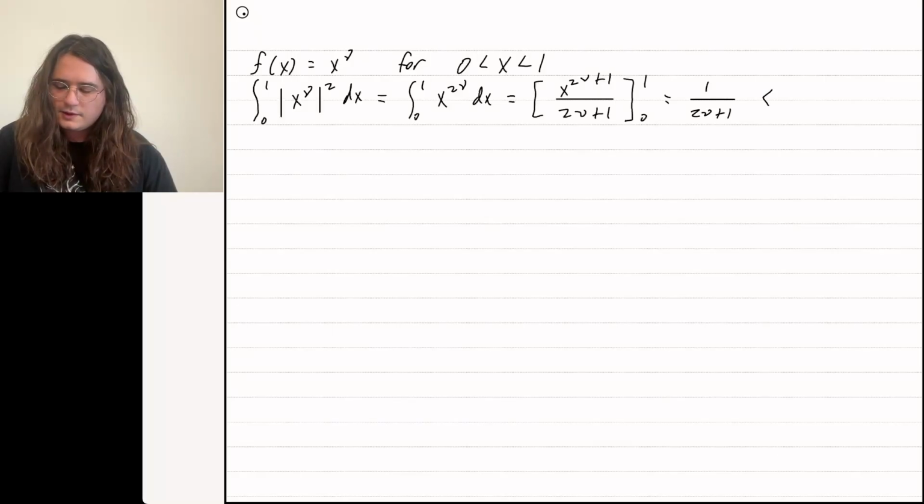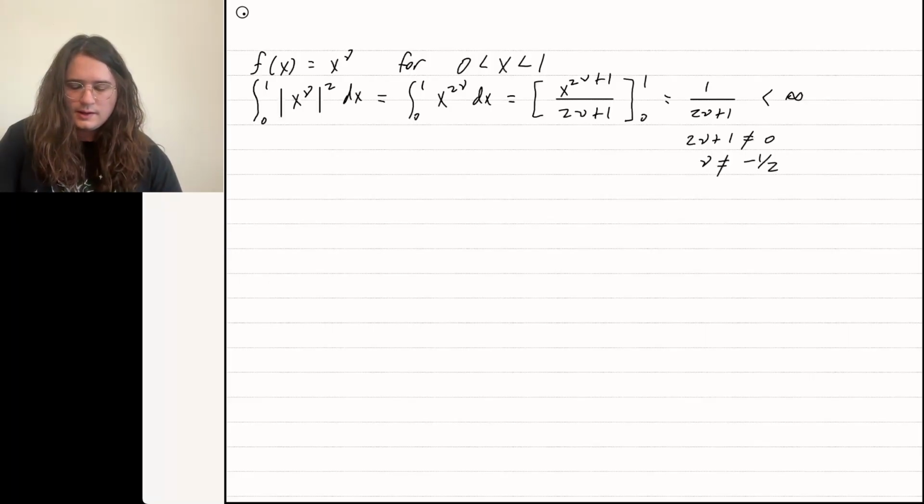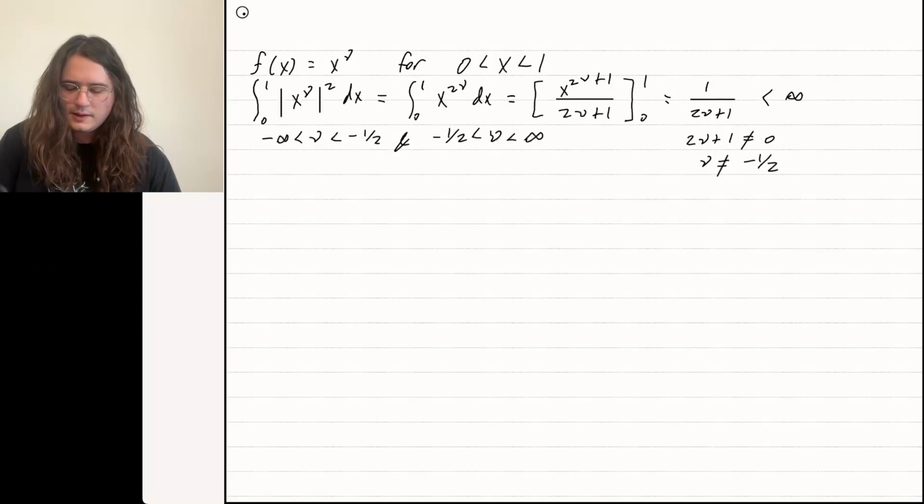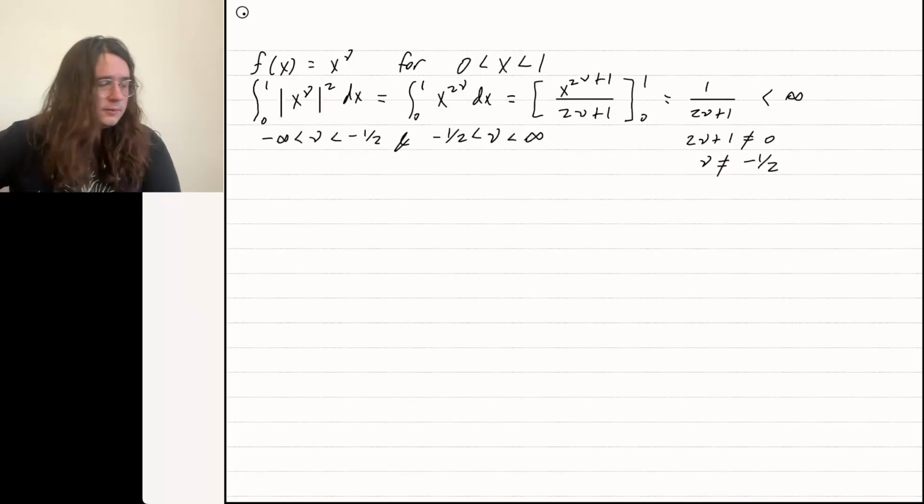That has to be less than infinity for it to be in Hilbert space, which means the denominator can't be 0. So 2 nu plus 1 cannot be equal to 0, which, with a little bit of algebra, tells you that nu cannot be equal to minus 1/2. So that tells you the interval for nu: minus infinity less than nu less than minus 1/2, and minus 1/2 less than nu less than infinity is the range in which nu can be for it to be in Hilbert space.